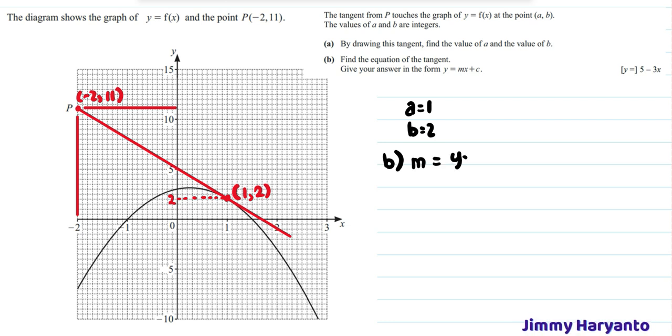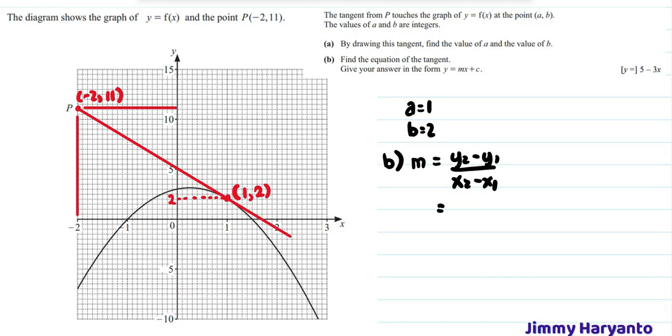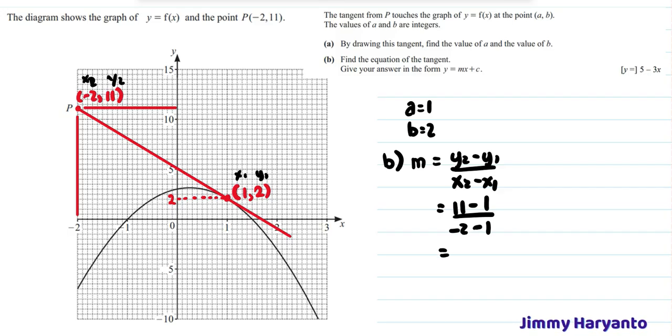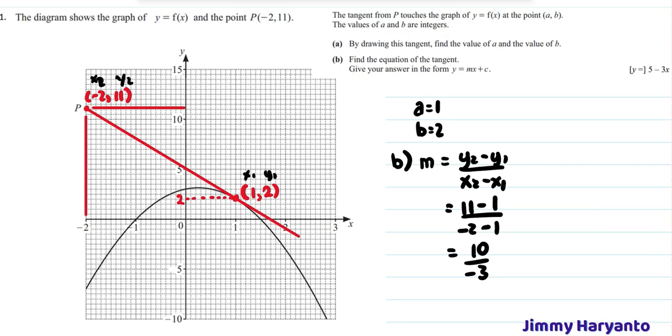Gradient equals y2 minus y1 over x2 minus x1. Let's say this one is y2, x2, and then x1 and y1. So y2 is 11, y1 equals 1, x2 is negative 2, x1 is 1. So 10 divided by negative 3 equals negative 10 over 3. Oh, sorry, my bad. This one should be 2. So 9 over negative 3 equals negative 3.